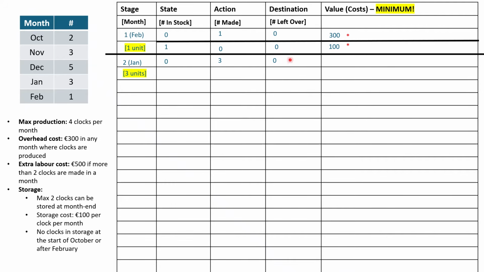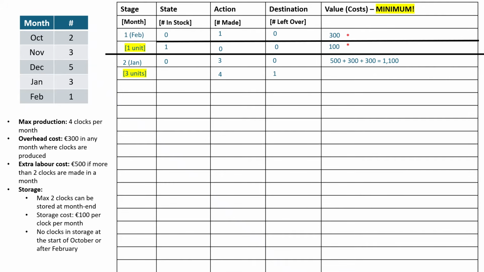But we also need to think about, okay, if at the end of January we have 0, the optimal value then will link back. This destination of 0 will go back to the state of 0 here. So we need to include this 300 as well. Because if I have nothing at the end of January, my only option then is to make 1 in February, and that's going to cost me 300. So we're always linking back to our previous month to get our absolute total for the costs. So this is our 500 for the extra labor, 300 for overheads, plus the 300 linking back to February. That is 1,100. But the other option here is we could have actually made 4.